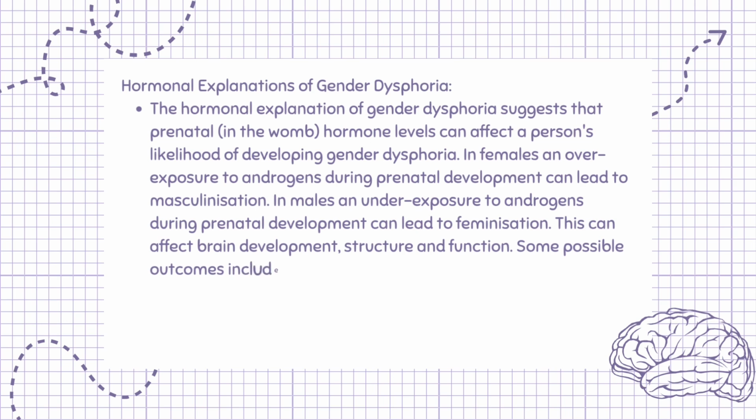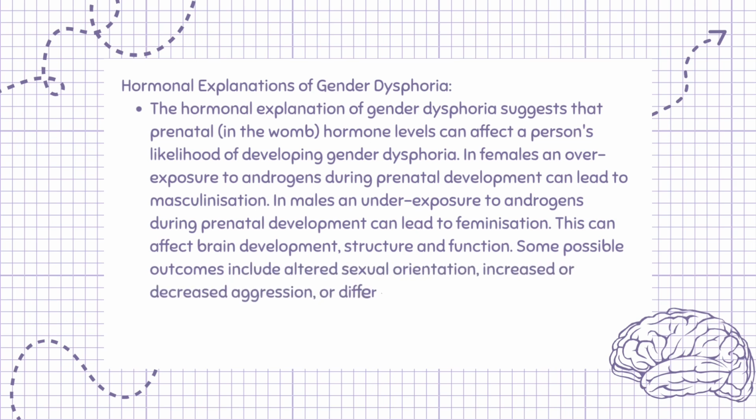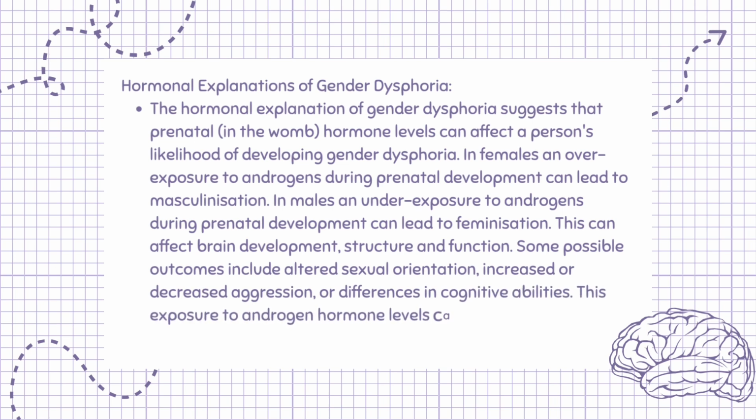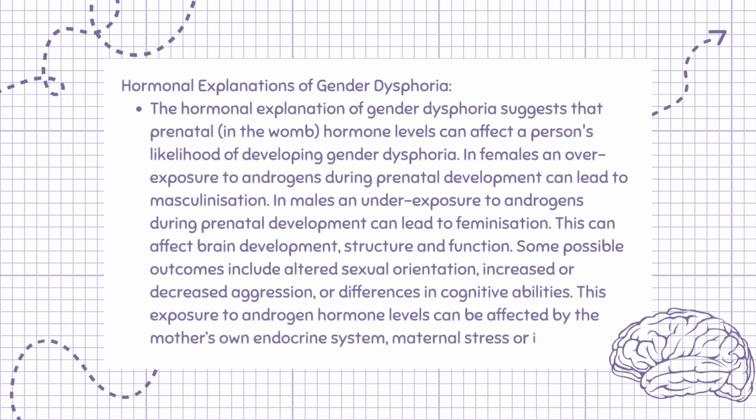Some possible outcomes include altered sexual orientation, increased or decreased aggression, or differences in cognitive abilities. This exposure to androgen hormone levels can be affected by the mother's own endocrine system, maternal stress, or illness.